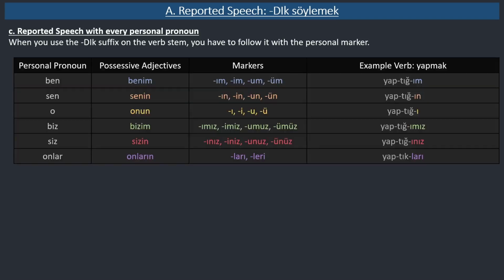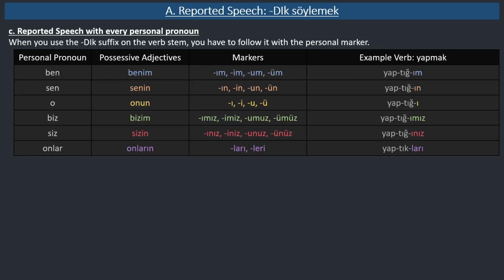It's mostly regular. And now you can see the table with colors and all the personal pronouns: ben, I; sen, you; o, he; biz, we; siz, you; onlar, they. And these pronouns turn into these when you use them as possessive adjectives. For example, when you say my car, you use benim, just like the way you change from I to my in English. And these are the endings they use. There are 4 options, except for this here. This has 2 options.